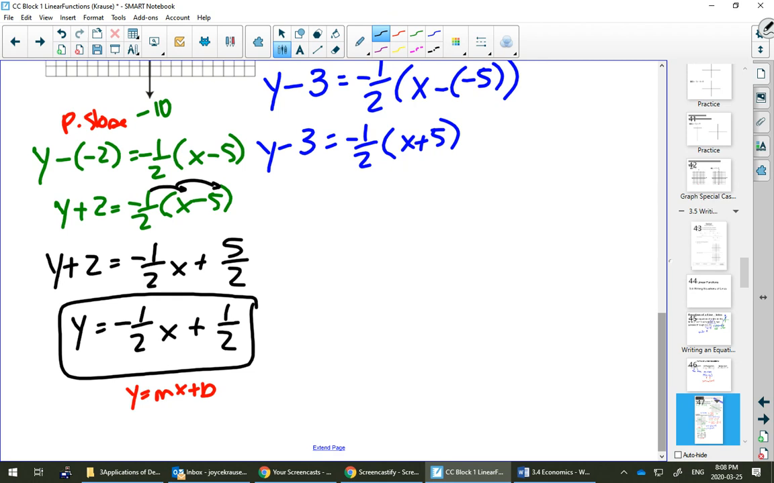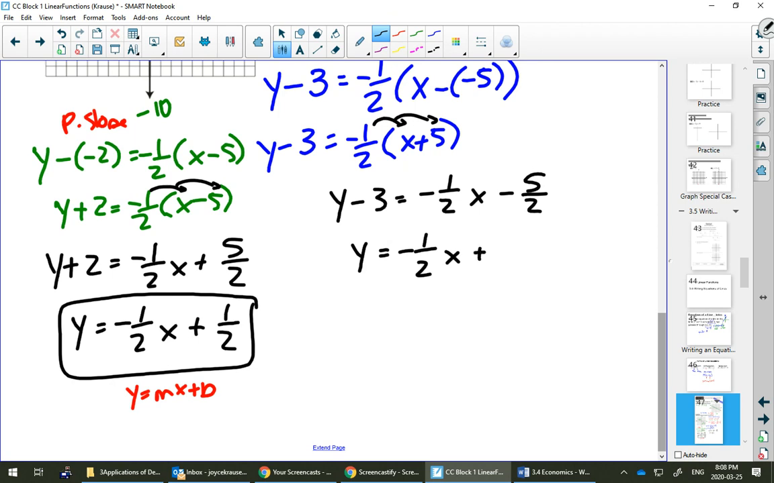I've got y minus 3 equals negative 1/2 times x plus 5. We're going to simplify. We'll multiply these through. So I'm going to have y minus 3 equals negative 1/2 x minus 5 over 2. If I add 3 to both sides, I'm going to have negative 1/2 x plus 1/2. Notice this also simplified to the exact same equation. So when these are written in slope-intercept form, they will always look the same.